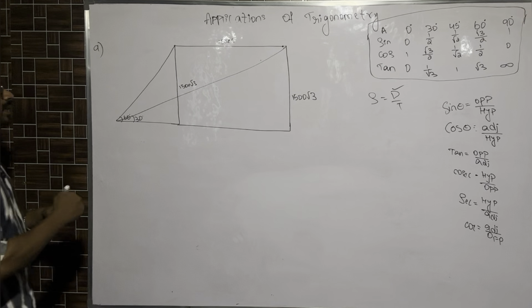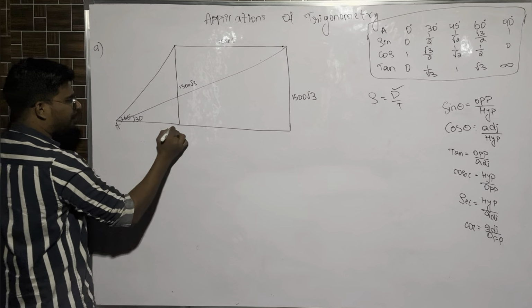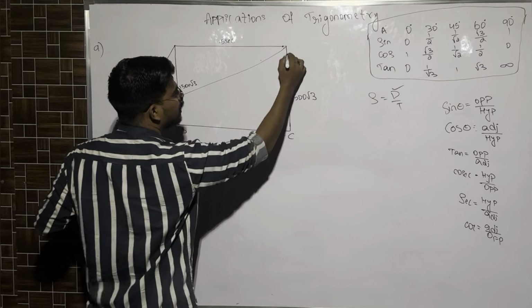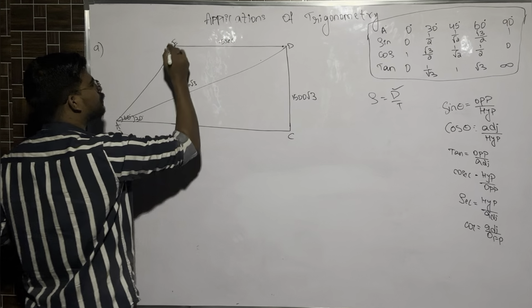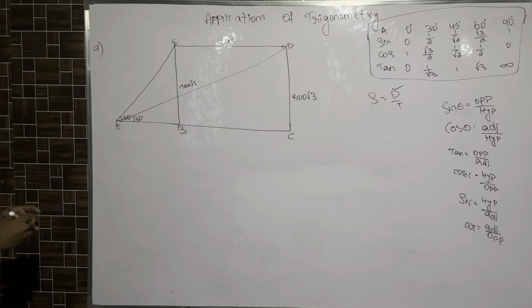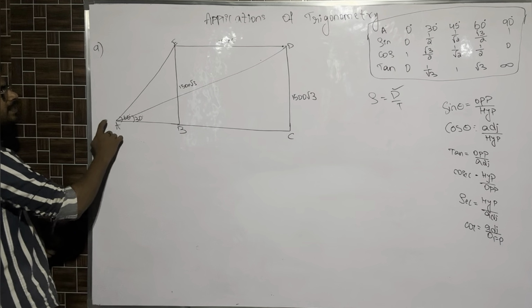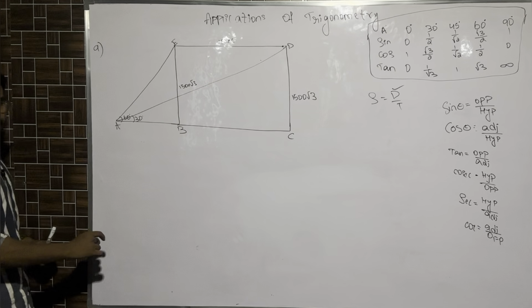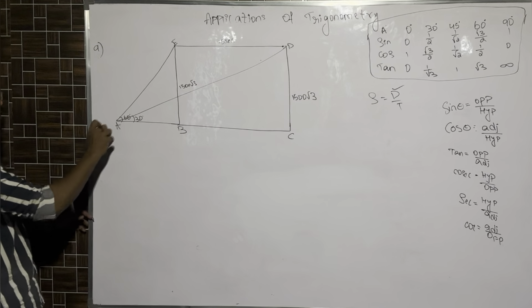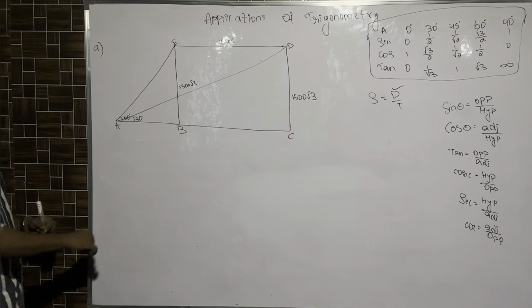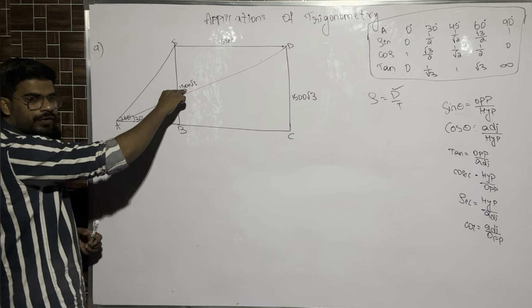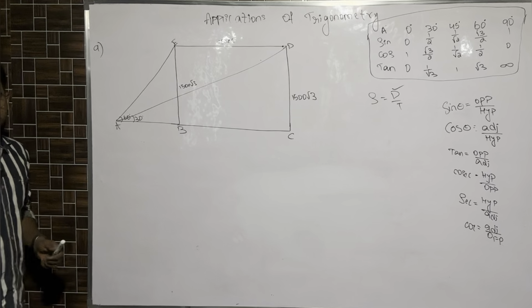So two triangles are forming here. Let us name this A, B, C, D and E. Clear, right? So now heights are given in the first triangle. First triangle is AEB. In AEB, is the angle 30 or 60? 60 is the angle. One of the sides is 1500 root 3, opposite, and AB is adjacent.